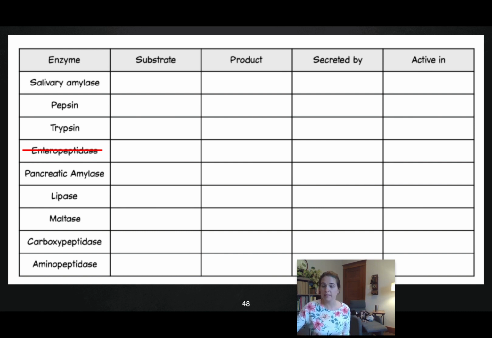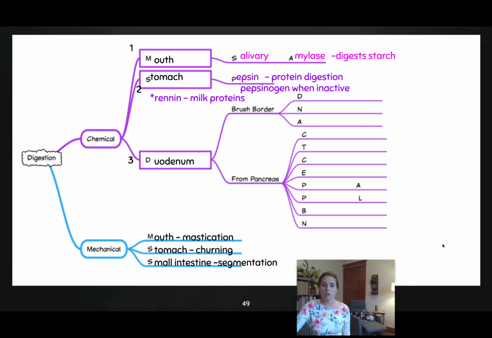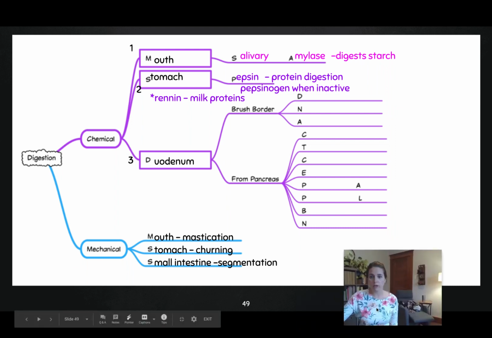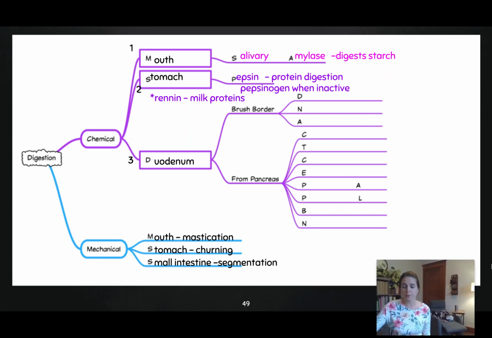Salivary amylase and pepsin. So as we go through, be thinking about the substrates, the products, what body part is secreting it, what sort of activates it or what stimulates it. And we're going to go through all of this eventually as a nice review, except for the one that I have crossed out there for you. So just to sort of show you what we are looking ahead to.